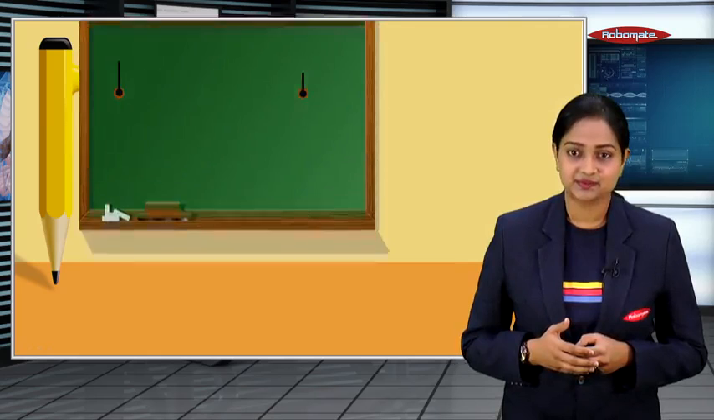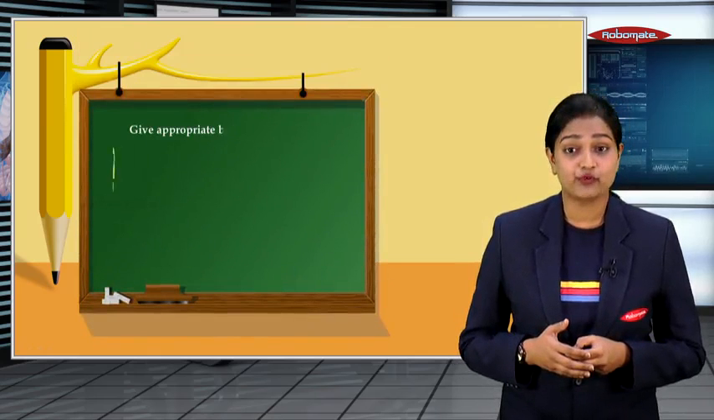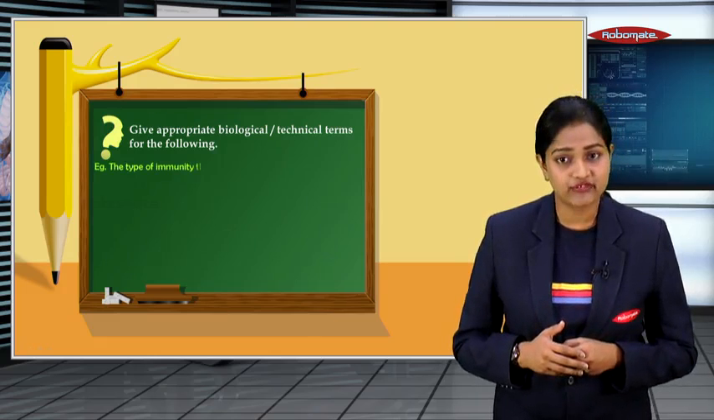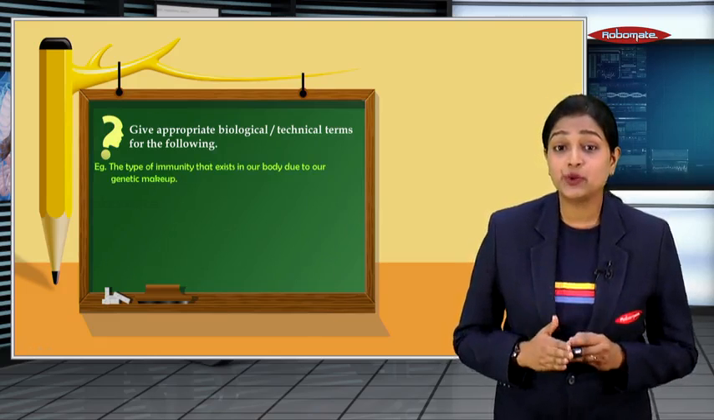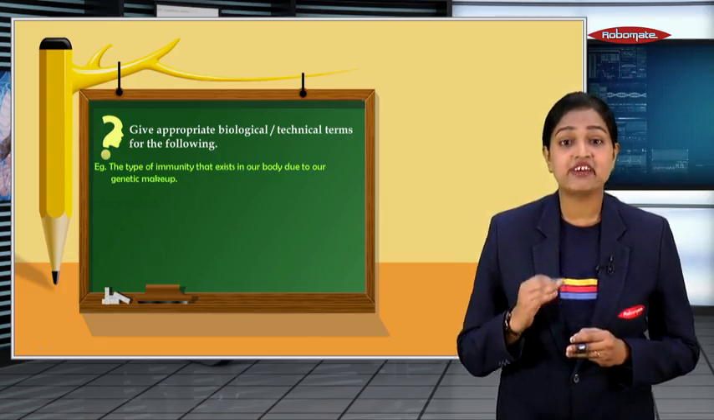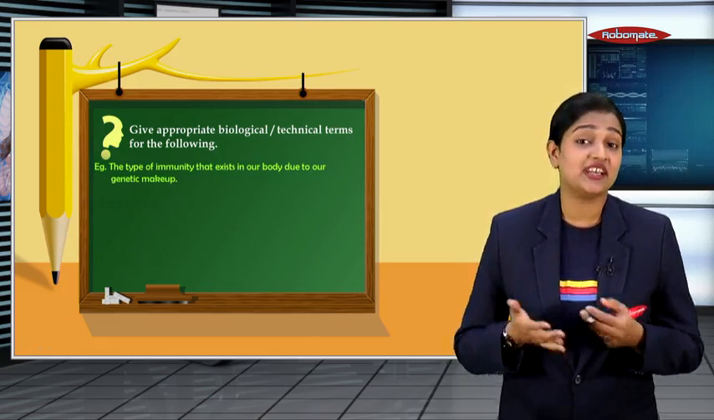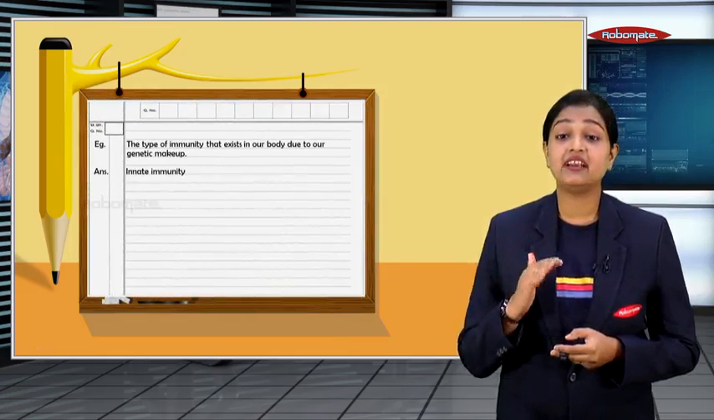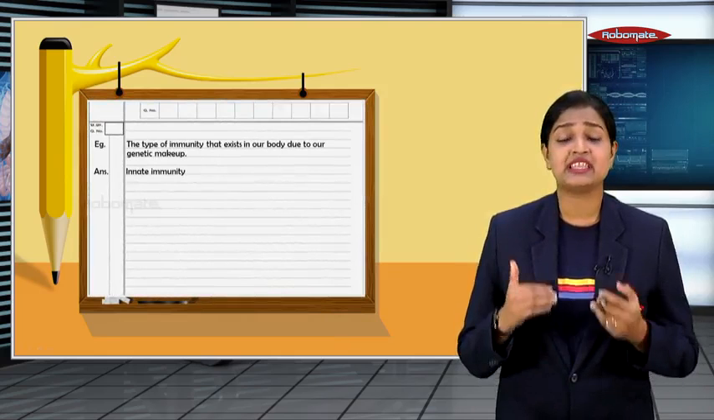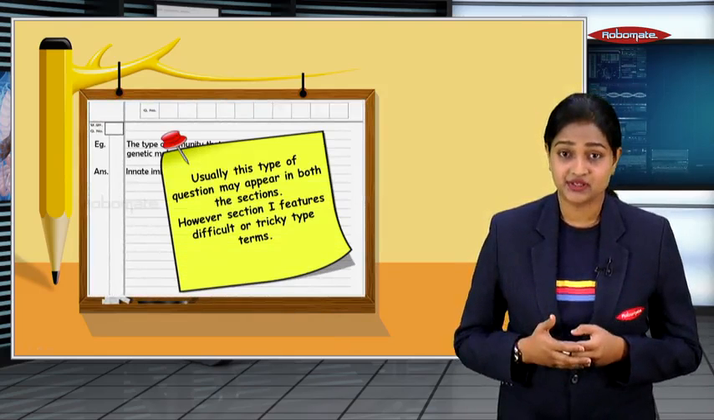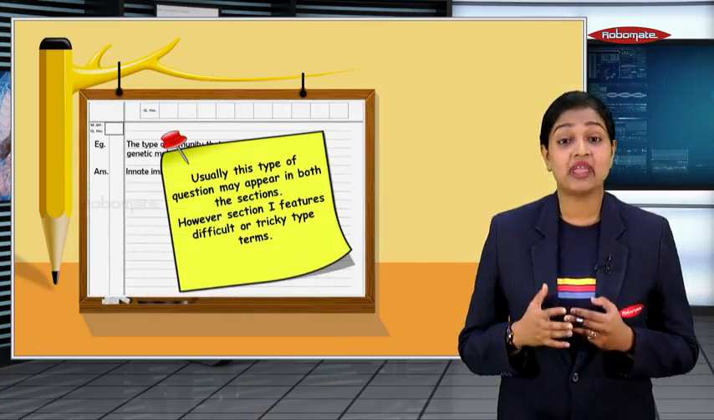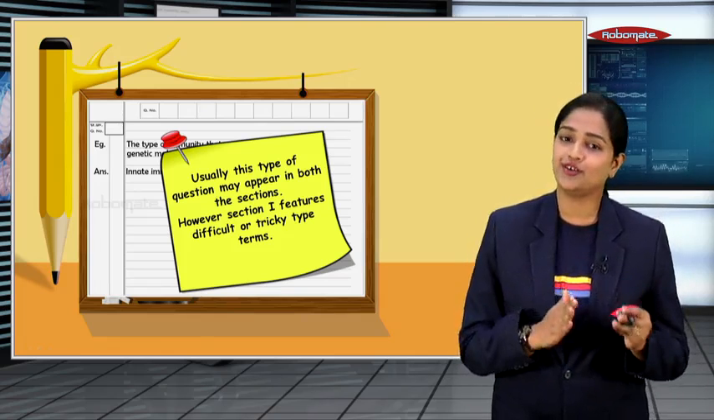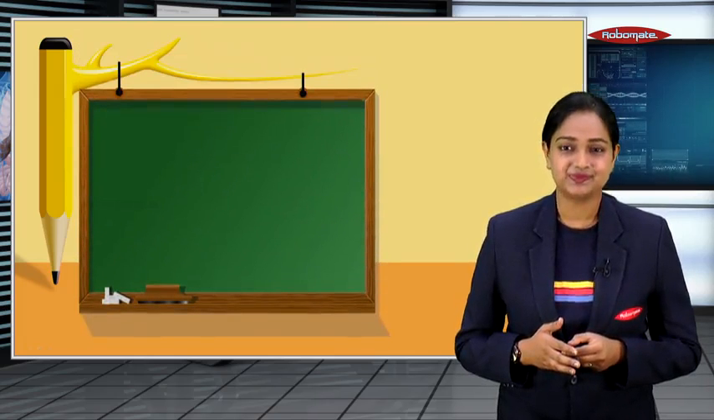Moving ahead to the next type of question, give appropriate biological or technical terms for the following. The type of immunity that exists in our body due to our own genetic makeup. The answer for this question will be innate immunity, the type of immunity that we have by birth. Usually, this type of question may appear in both the sections. However, section 1 features difficult or tricky types of questions.